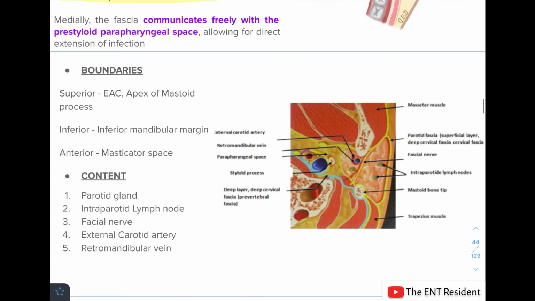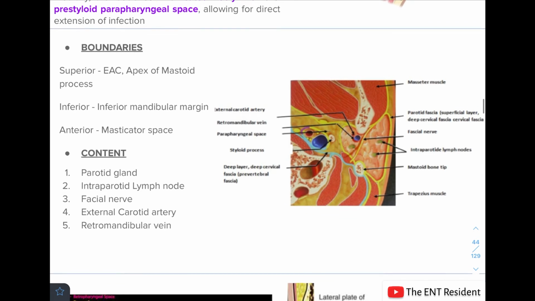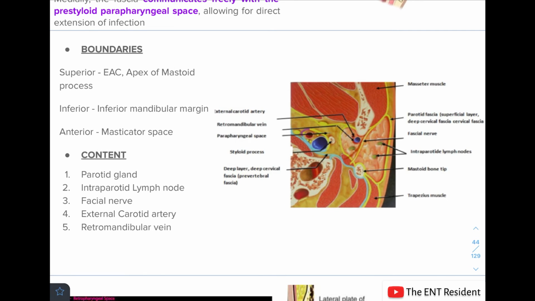Now, the boundaries of this space are: superiorly it is bounded by the EAC and the apex of the mastoid process, inferiorly by the inferior mandibular margin, and anteriorly by the masticator space. This here, as you can see, is the parotid gland, and it is lined by the parotid fascia, and in there lies the parotid space.